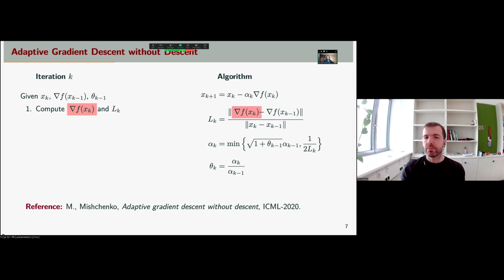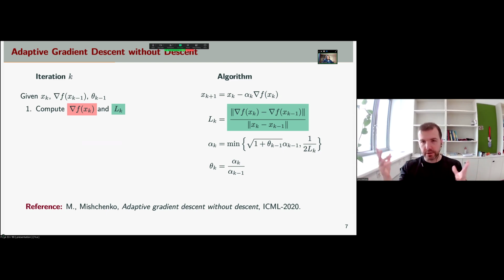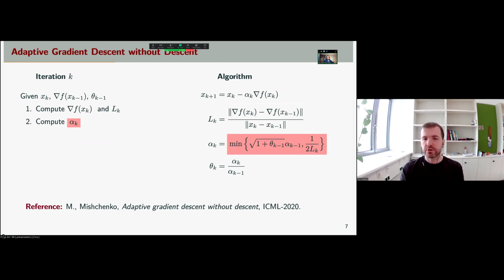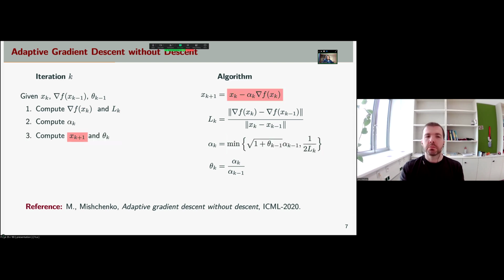So first we compute the gradient, which is the only expensive operation in gradient descent, right? You have to compute the gradient. Then we compute Lk, but this is a cheap thing. You just reuse the previous gradient and just operate with vectors. So it's not much different from the previous gradient descent. We substitute this information into alpha k and compute it. And finally, we update our iterate xk, and we obtain xk plus 1, and we update theta k, which is a ratio between step sizes.